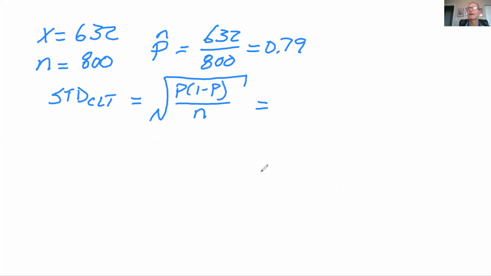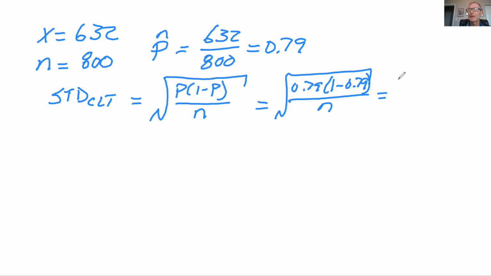So when you do that calculation, let me get all the right numbers here. It would be the square root of 0.79 times 0.79, all divided by n. Calculator comes in handy here, and you'd get 0.028225.